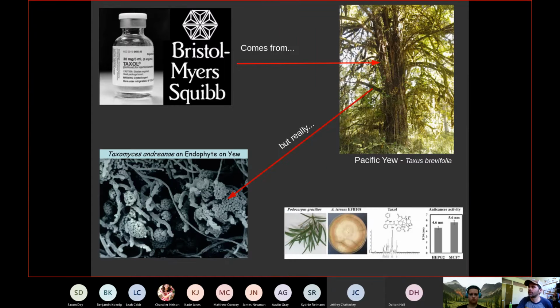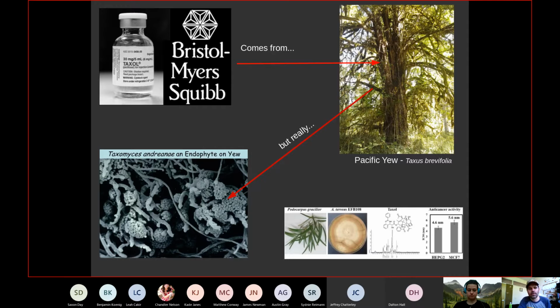So you may have heard of this drug in the top left, Taxol. This is the most commonly used chemotherapy drug on the market right now. And it's really effective at stopping tumors. It was discovered in the bark of the Pacific yew tree. And so it's naturally produced. And so everyone went out and started cutting down a bunch of old Pacific yews to basically cure cancer.